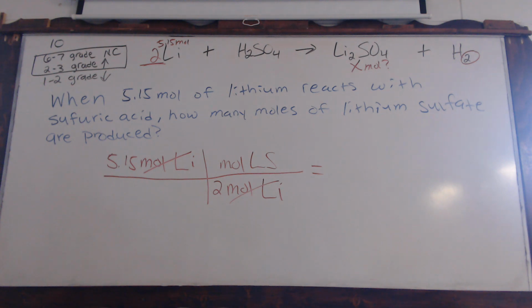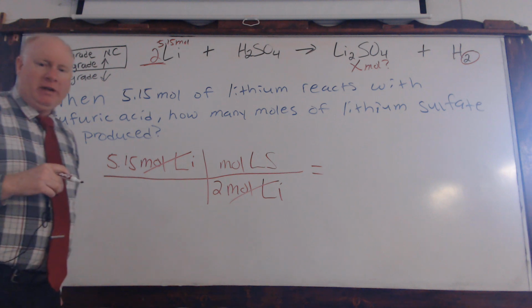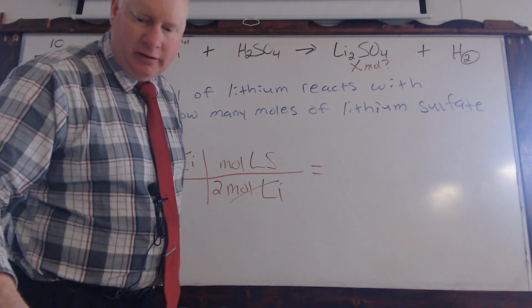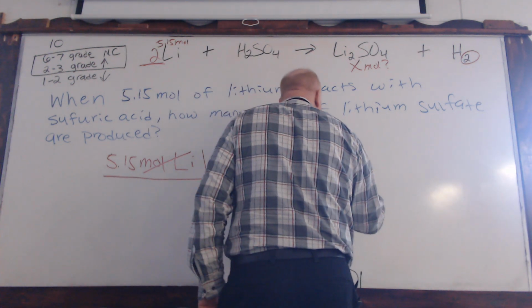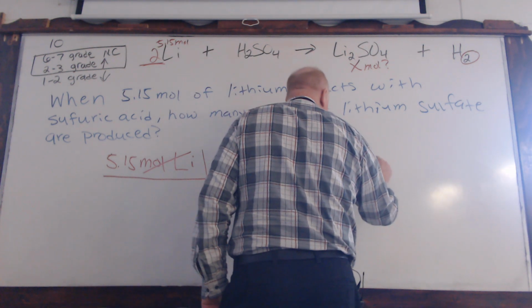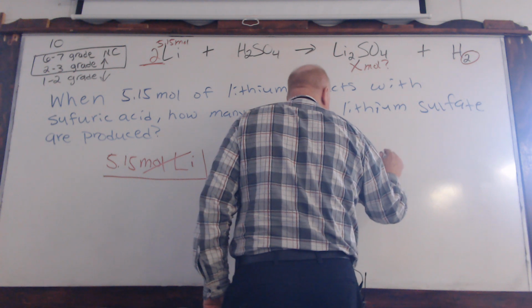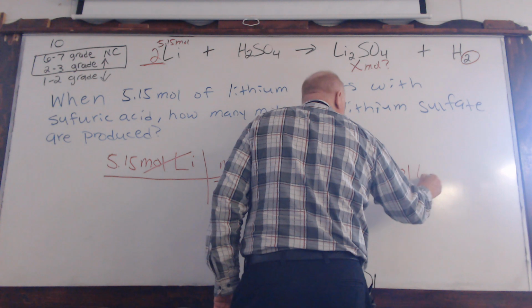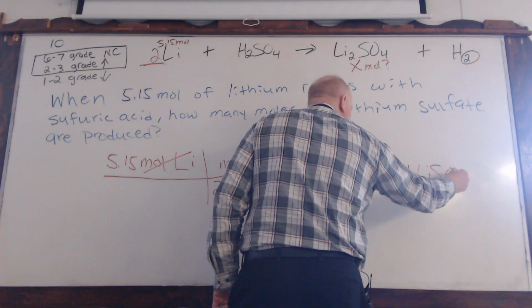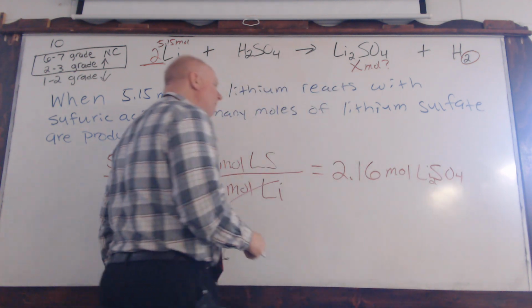Multiply? Okay. So 5.15 divided by 2 is 2.575, so that's going to be 2.58 moles of Li2SO4. Okay.